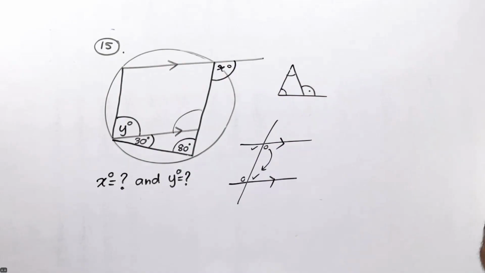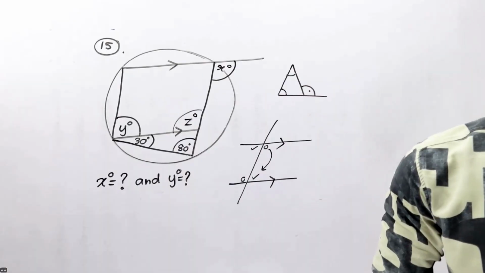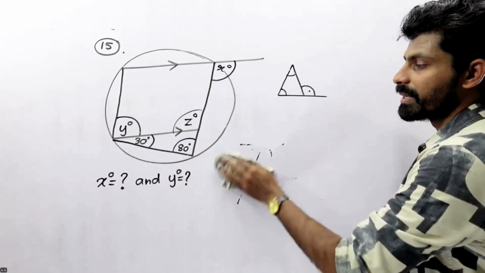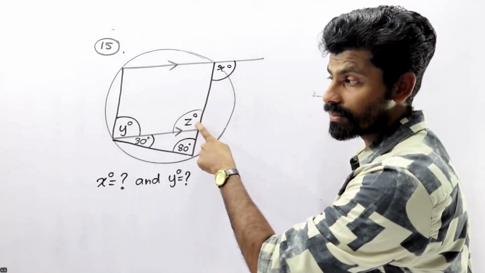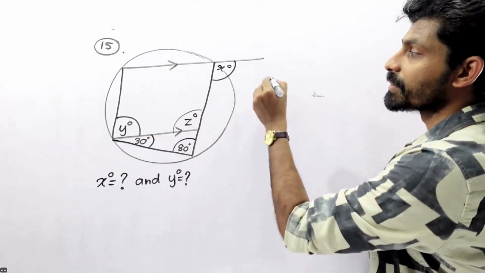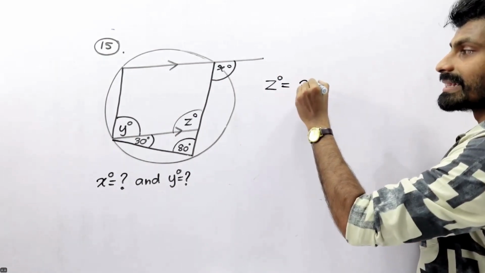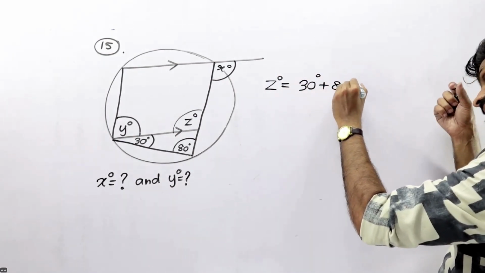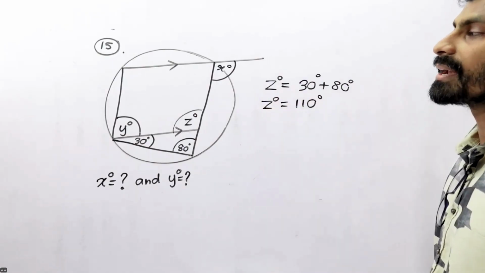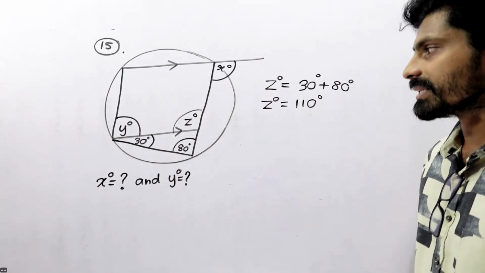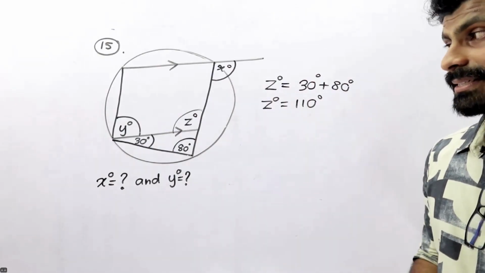So this is x, and I'm taking this one as z. Very good. Then z equals the exterior angle, the sum of the interior opposite angles. So z equals 30 plus 80, which is 110. The exterior angle equals the sum of the interior opposite angles.